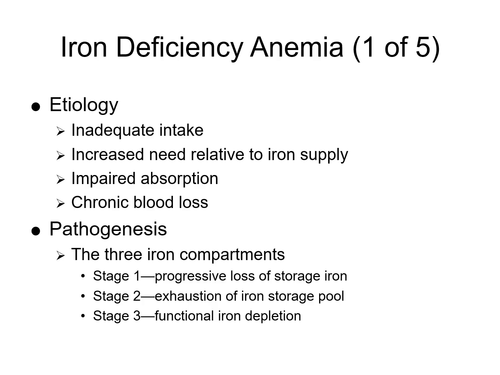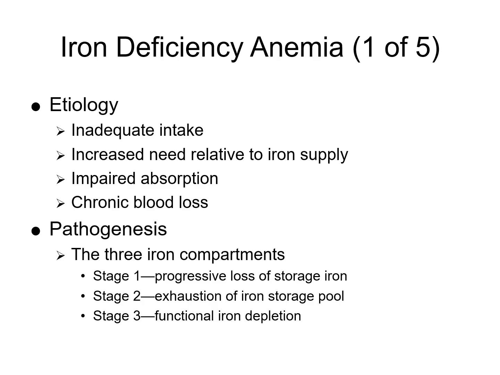So the pathogenesis: iron metabolism involves three main compartments. We have the storage iron. This is primarily in ferritin and hemosiderin in the liver, spleen, and bone marrow. We have the transport iron, which is bound to transferrin in the plasma. And then we have functional iron. This is used in hemoglobin synthesis and the erythroid precursors.